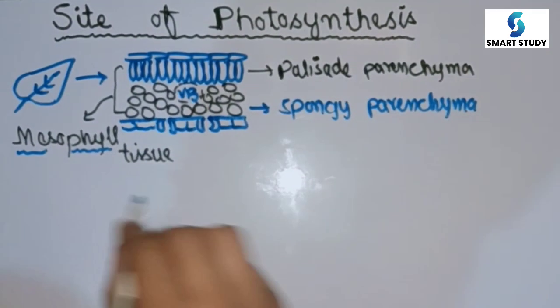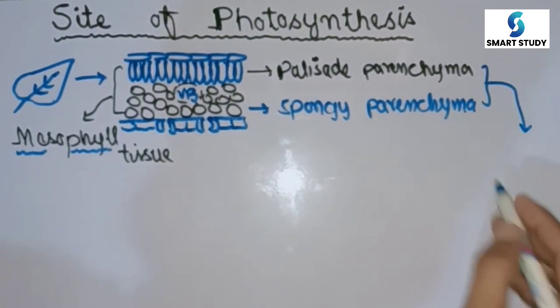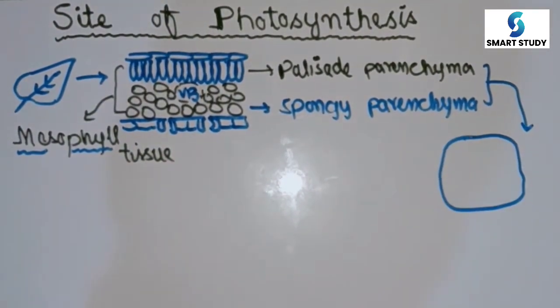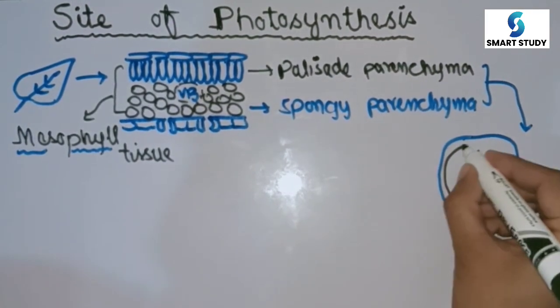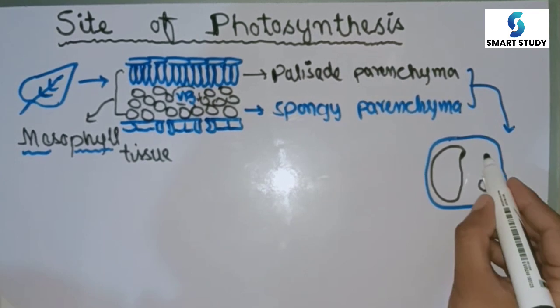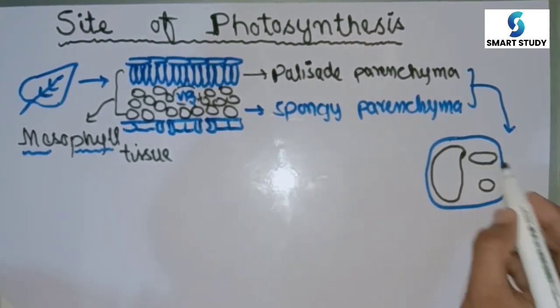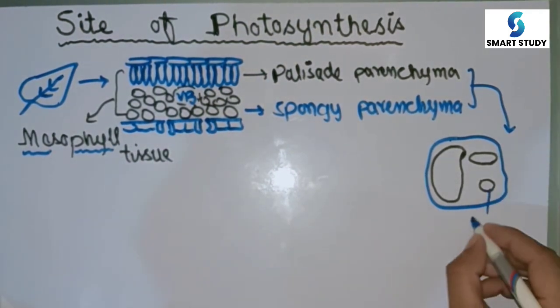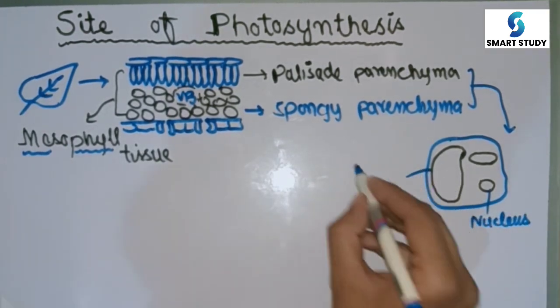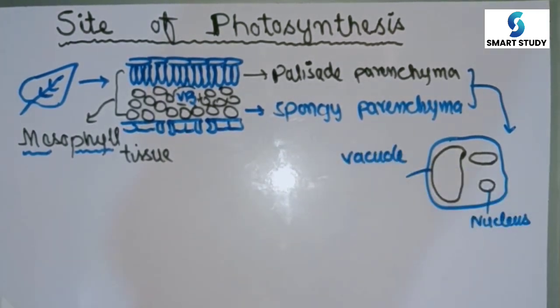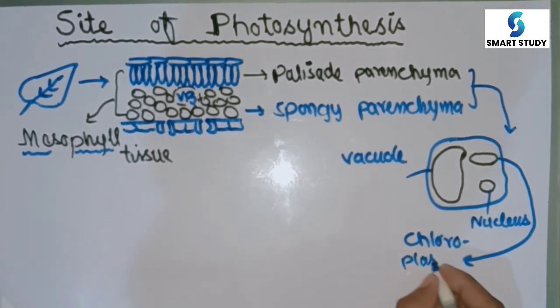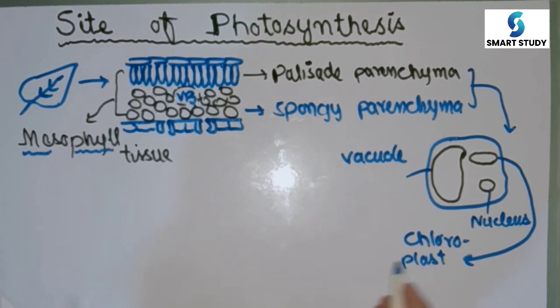So now we take one cell from mesophyll tissue. Suppose this is a parenchymatous cell which contains a big vacuole, a small nucleus, and a double membranous structure known as chloroplast, which is responsible for photosynthesis. So this is a nucleus. This is a large vacuole, and the main structure we will talk about further is the chloroplast. This is the organelle which is responsible for photosynthesis.